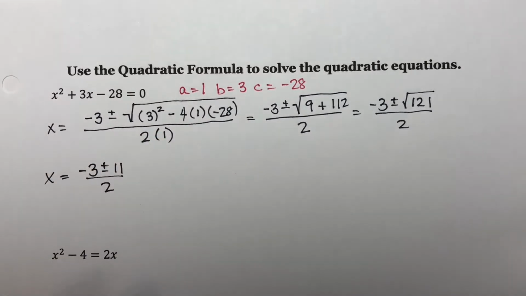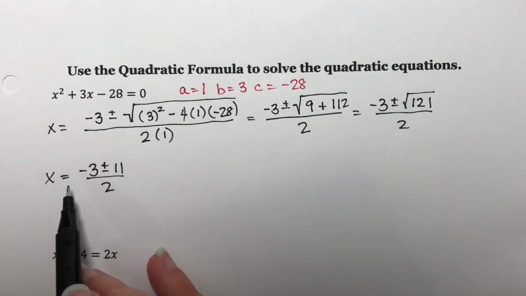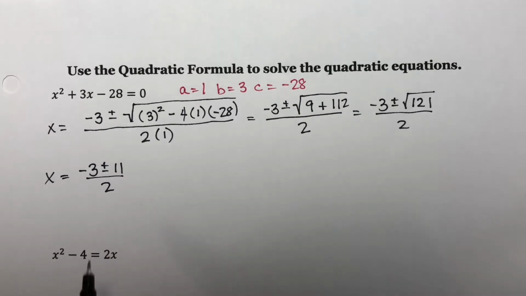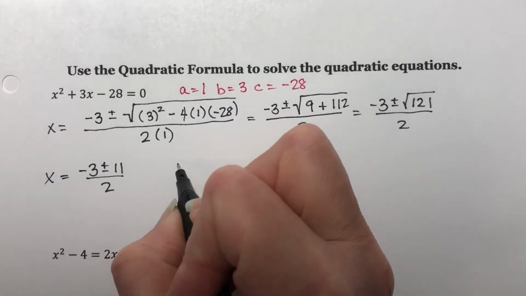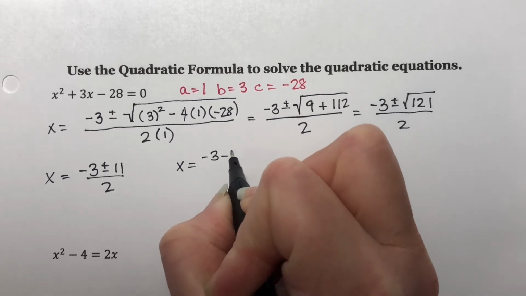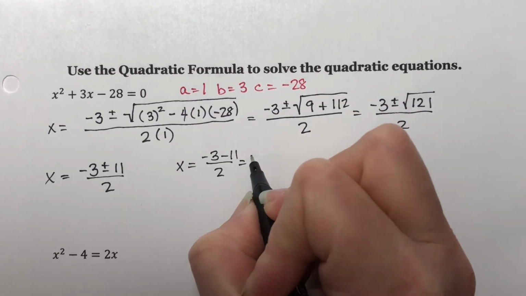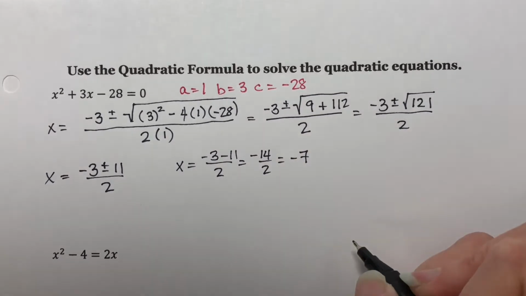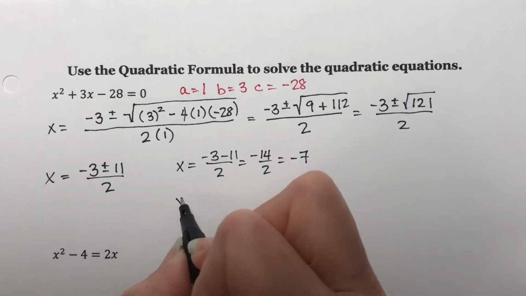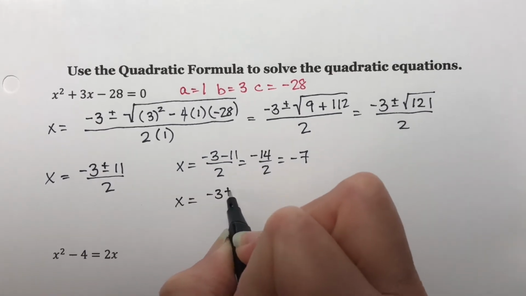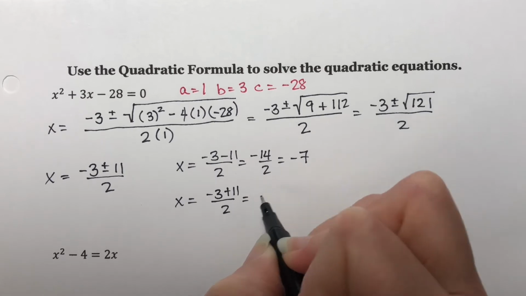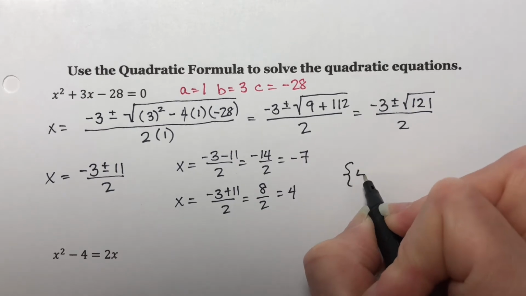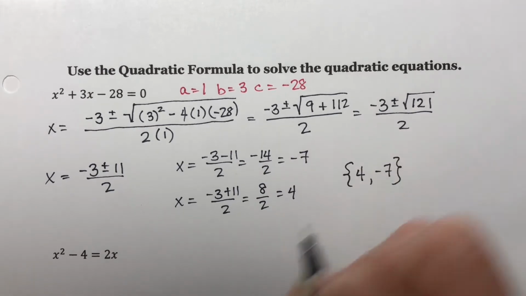So x is equal to this. Now I have two answers in here that I can simplify. If there were a root in here, maybe I wouldn't be able to simplify anymore. If there's an i in there, maybe I couldn't do anything else. But I do have two answers here. x is equal to -3 minus 11 over 2, which would be -14 over 2, which is -7. So that's one of my answers. And then x is equal to -3 plus 11 over 2, which would be 8 over 2, which is 4. So your two solutions are 4 and -7 in any order.